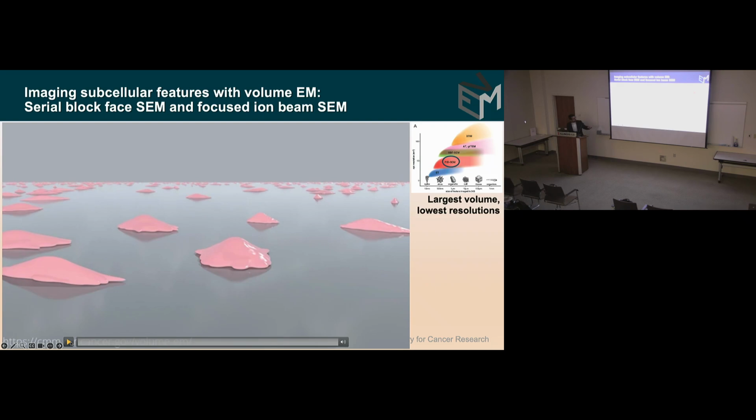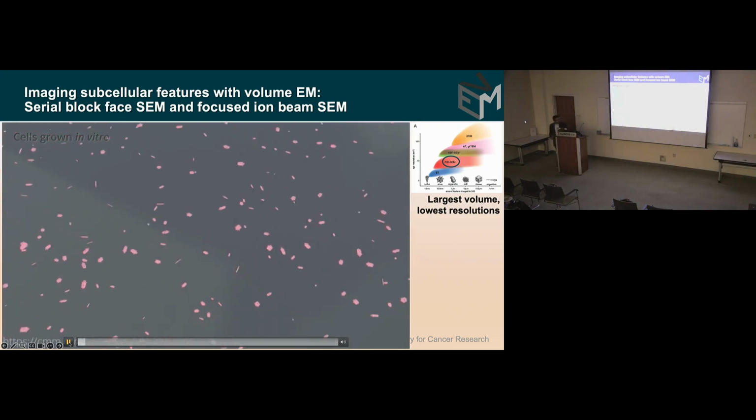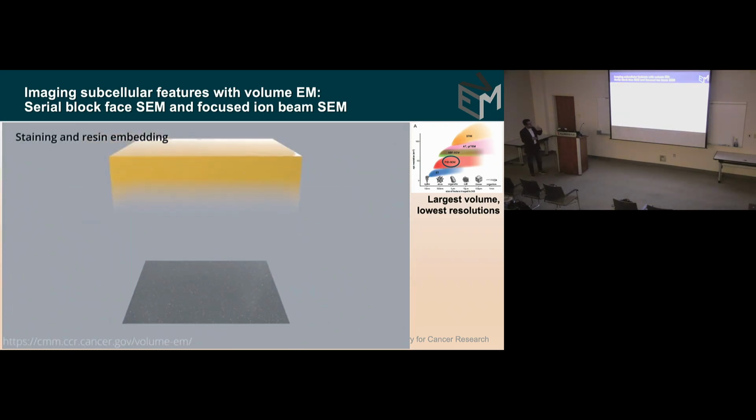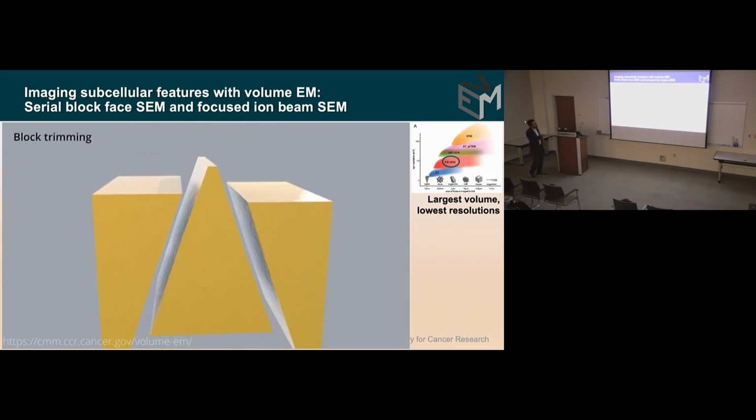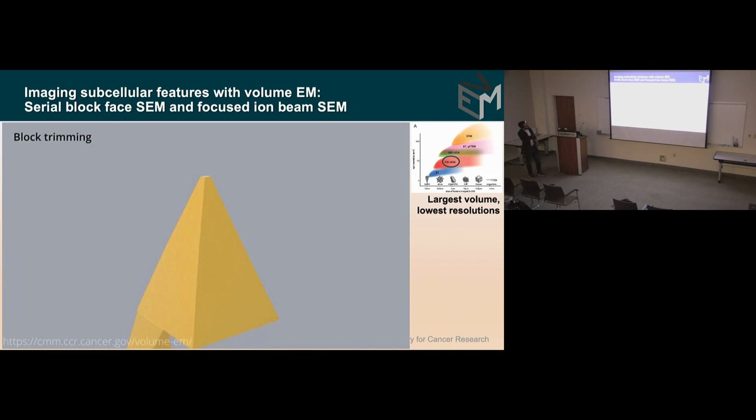So these bubblegummy kind of things are adherent cells, for example, and you want to image them. The way it would work is you can fix them, stain them with heavy metals, and embed them in a resin, right? And that's what this block is. And then after you trim your block, the cells are right underneath that top surface.